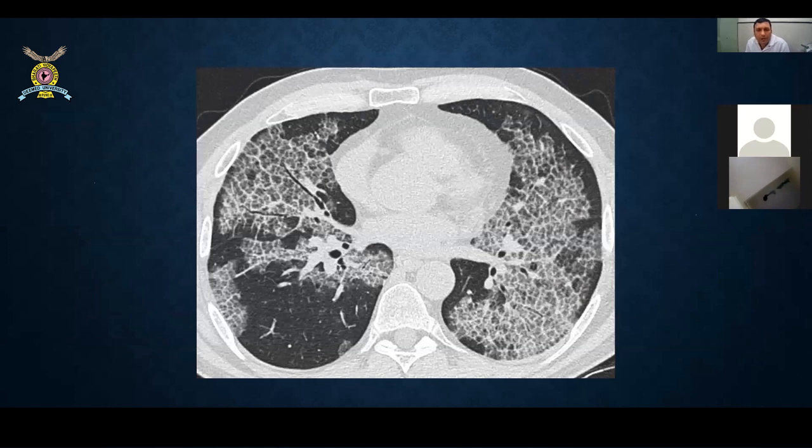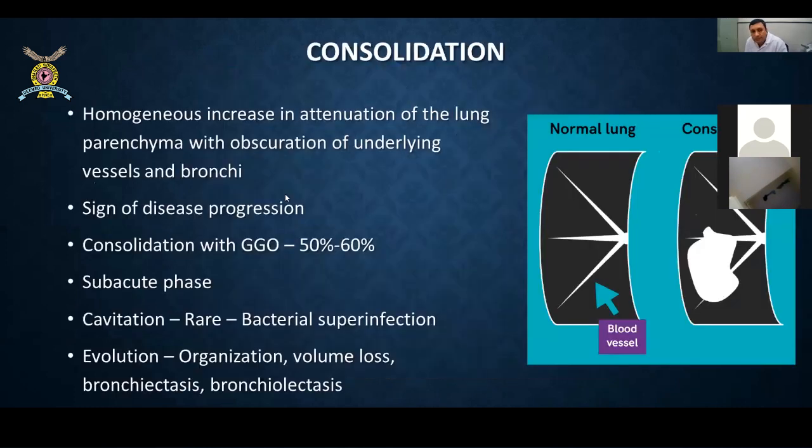So this is the classical appearance of the crazy paving. You can see ground glass opacity in both lung fields, and there are thickened interlobular septae, which produce the crazy paving appearance. The third imaging pattern is consolidation. Consolidation is nothing but homogeneous increase in attenuation, which obscures the underlying lung, bronchi and the vessels.